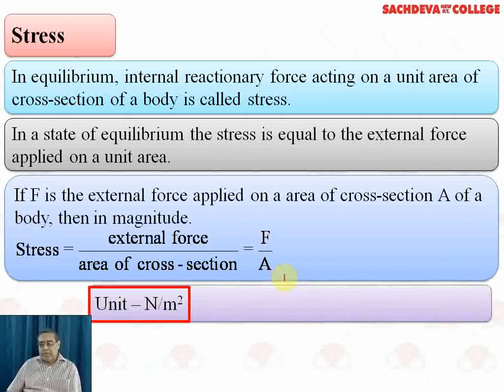The unit will be obviously Newton per meter square in MKS system. However, it is dyne per centimeter square in CGS system, and 1 Newton can be taken as 10 to the power 5 dynes.